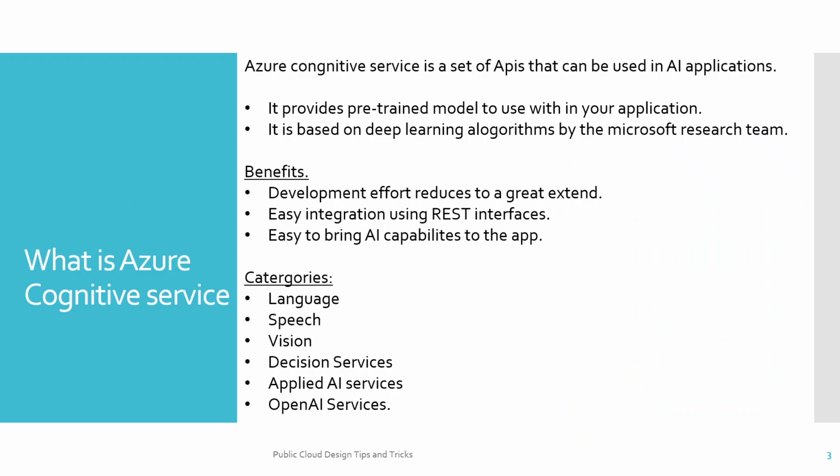We have already discussed this in our previous session, but just to recap, cognitive service is a set of APIs that can be used in AI applications. It provides pre-trained models to use within your application, and it is based on deep learning algorithms by the Microsoft team. What are the benefits? It always reduces the development effort. Integration is easy using REST interfaces, and it brings AI capability to the app. And today in the categories we will be discussing the speech service.